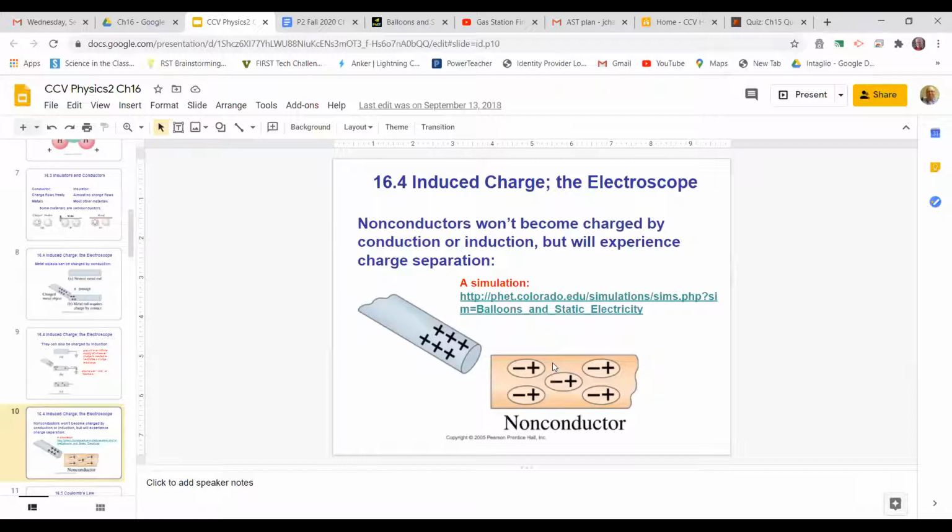Now, non-conductors can also be affected by the presence of charges nearby, but usually what happens is they experience polarization. So the molecules can sort of have a change in orientation so that they tend to line up with whatever positive charge is brought nearby.